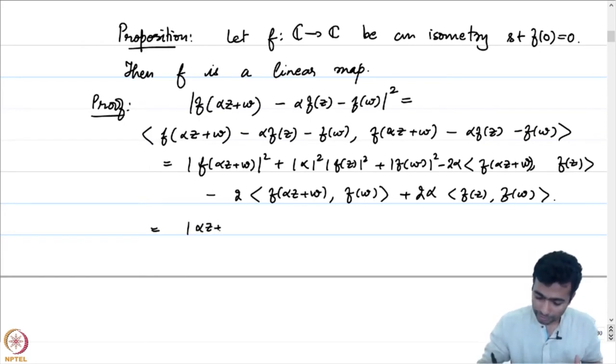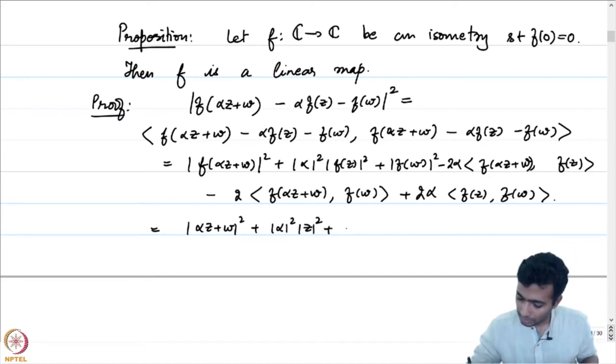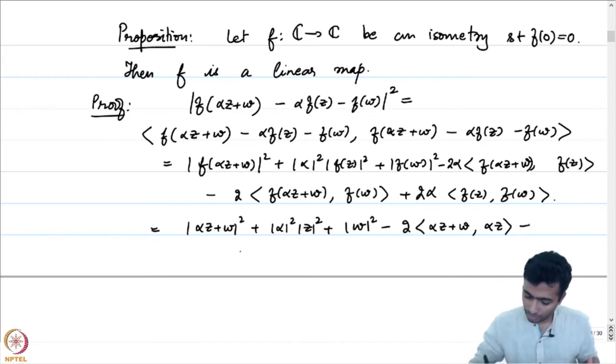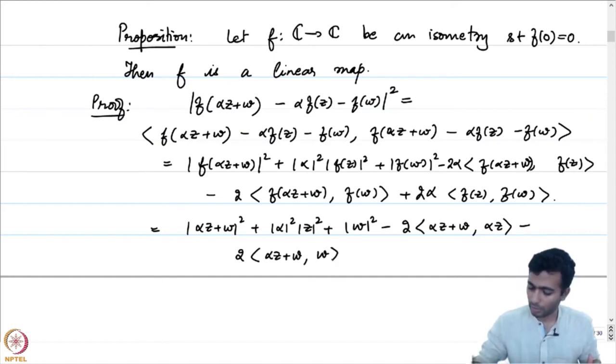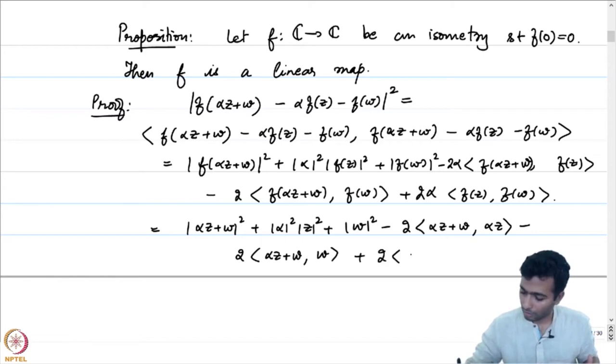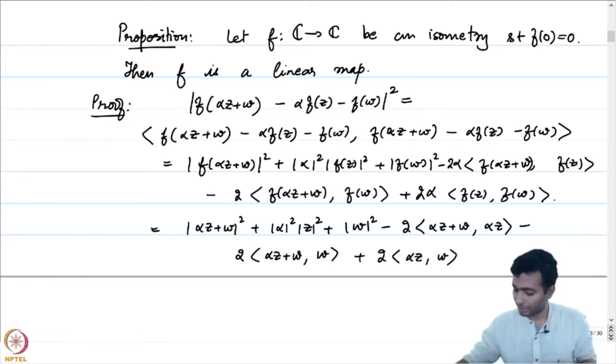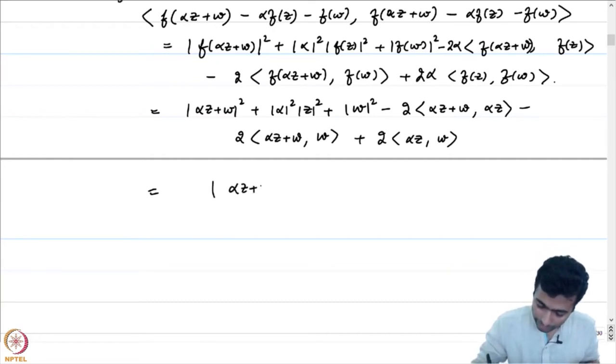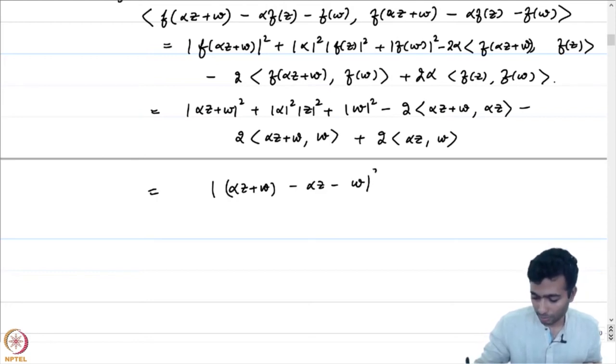So this is going to be the absolute value of alpha z plus w the whole square plus mod alpha square times mod z square. When I say mod, it's the absolute value here, plus the absolute value of w square minus 2 times the inner product of alpha z plus w with alpha z, because it preserves the inner product and I've pushed the alpha inside, minus 2 times the inner product of alpha z plus w with w plus 2 times the inner product of alpha z and w. And you should check that this is exactly the expression for the inner product of alpha z plus w minus alpha z minus w with itself. So this is the absolute value of alpha z plus w minus alpha z minus w whole square. Same techniques, the same tricks involved, and you can check that this is equal to 0.